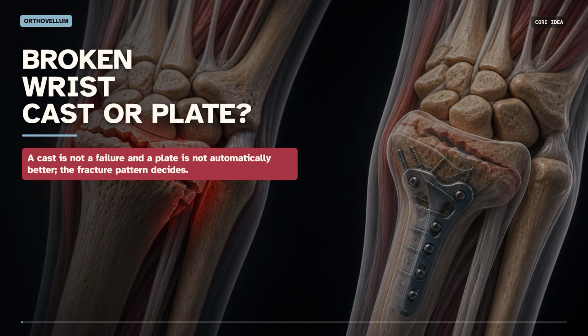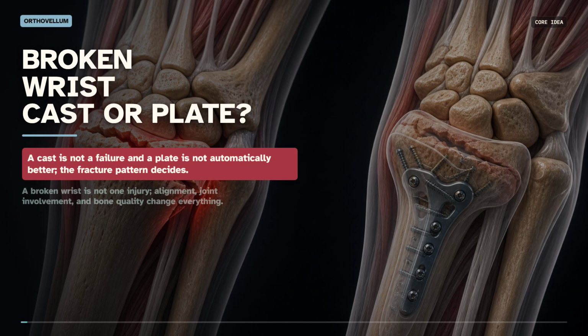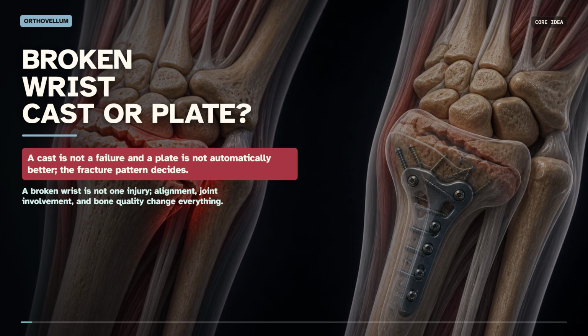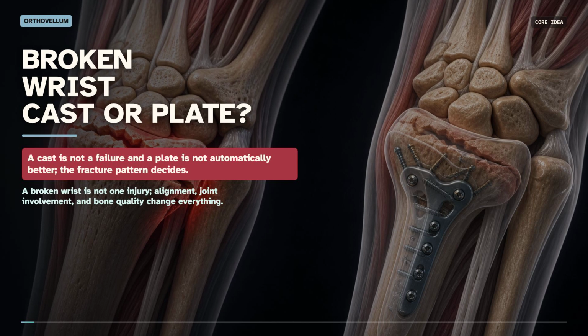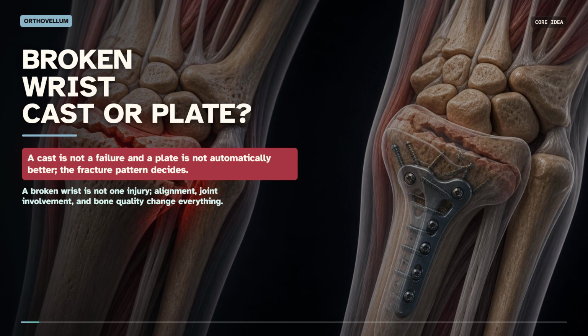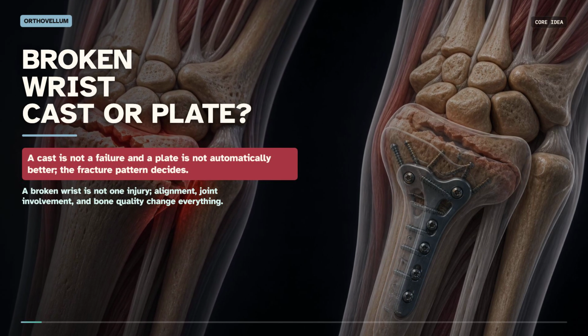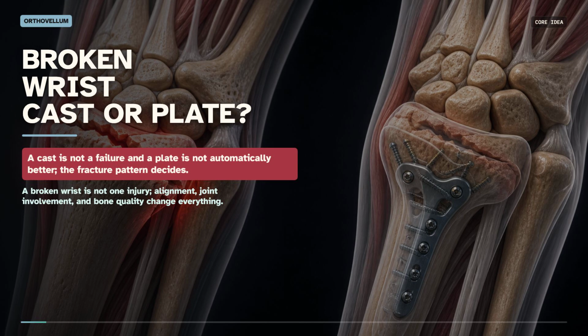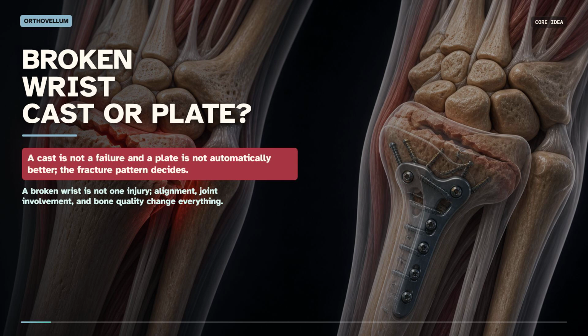Today, we are going to make distal radius fracture simple without making it shallow. A broken wrist is not one injury. Alignment, joint involvement, and bone quality change everything. The common trap is this. A cast is not a failure and a plate is not automatically better. The fracture pattern decides. By the end, a patient should understand what is happening, and a resident should know what decisions matter.